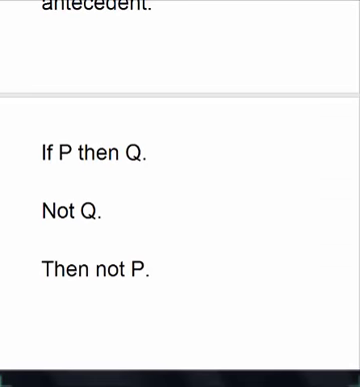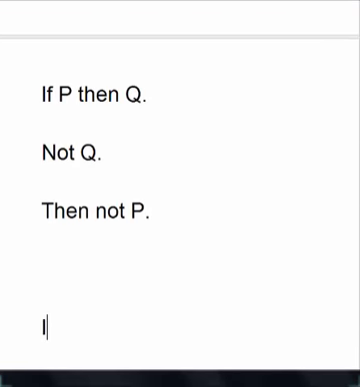That is, whenever P is true, Q is true as well. So if Q is false, we know that P is not true. Q is a necessary condition for P. So if it's not the case that Q, if the consequent is false, then the antecedent must also be false.